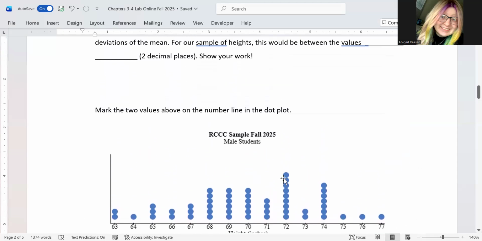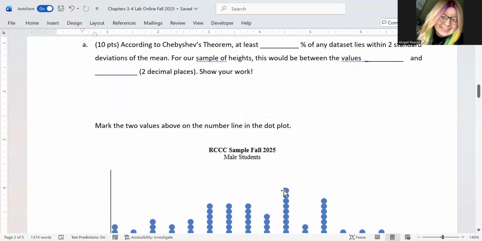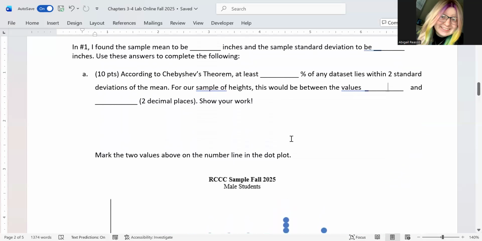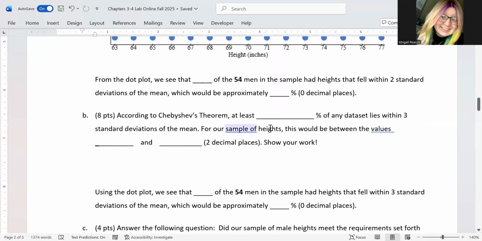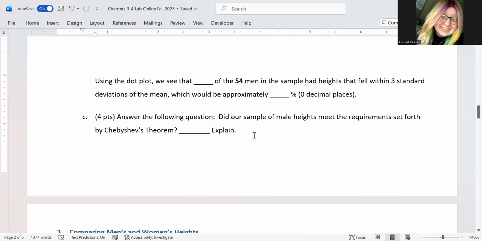Okay, so we're really comparing if our sample fits the theorem, right? And then we're going to do the same thing, but for 3 standard deviations from the mean. And then after that, like I said, we're going to compare if our sample met the requirements. So you'll say yes or no, and then explain why or why not. Okay.